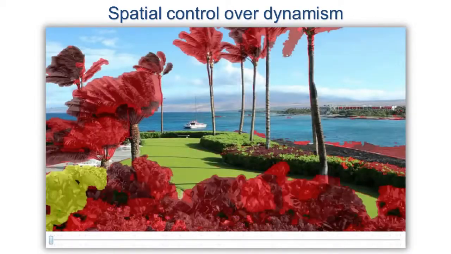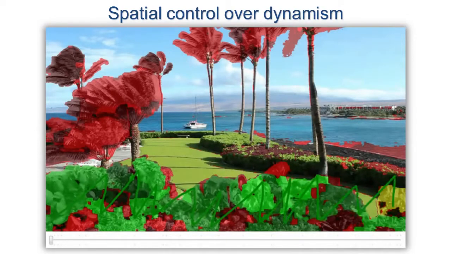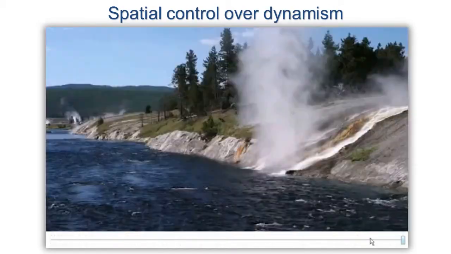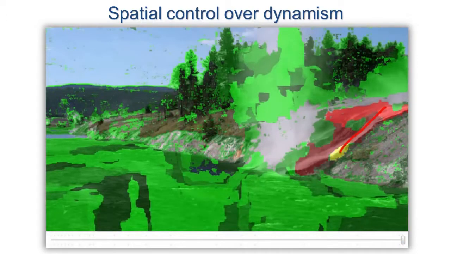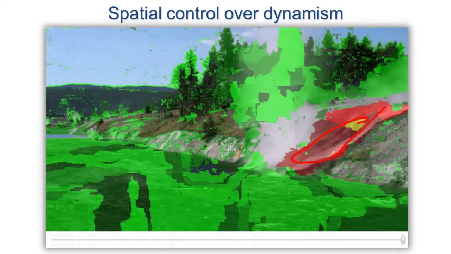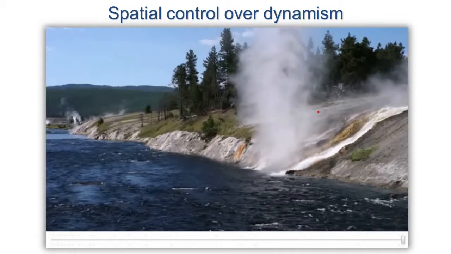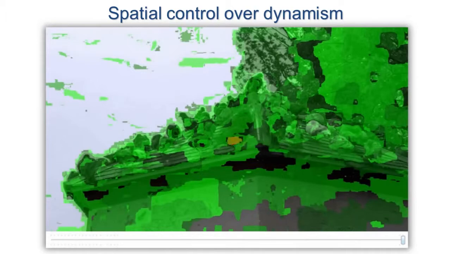Here, we start with a static scene and draw a stroke to select regions to activate. Note that the loop remains seamless. In this example, we start with the most dynamic loop and disable animation over the waterfall. A touch interface would be ideal. Similarly, here we freeze the motion of some of the pigeons.